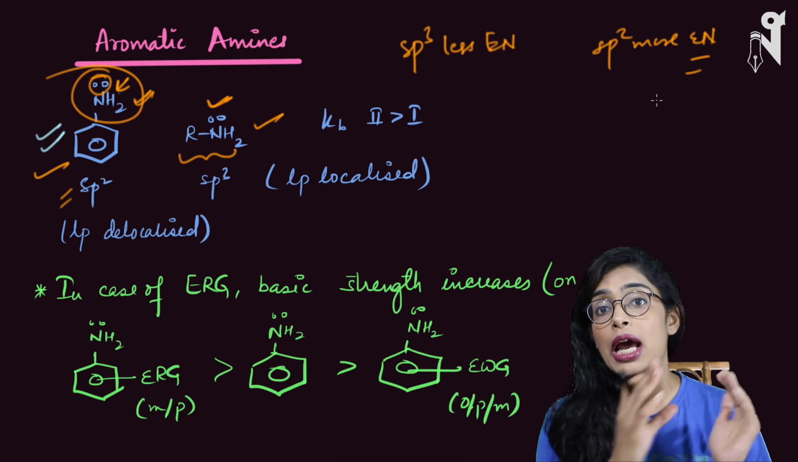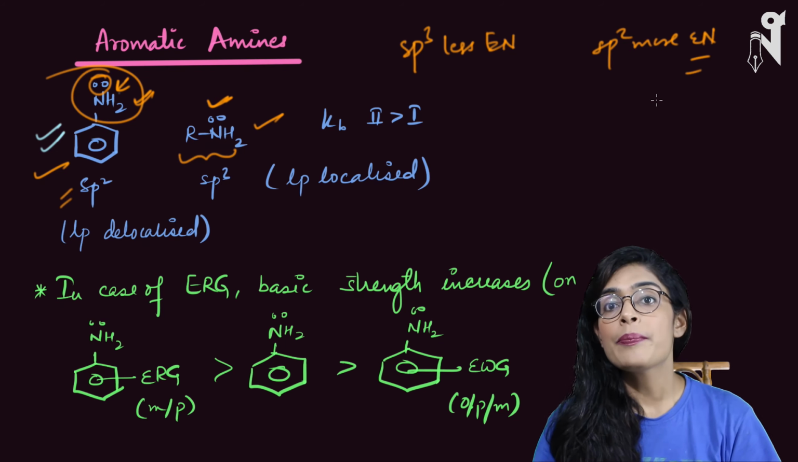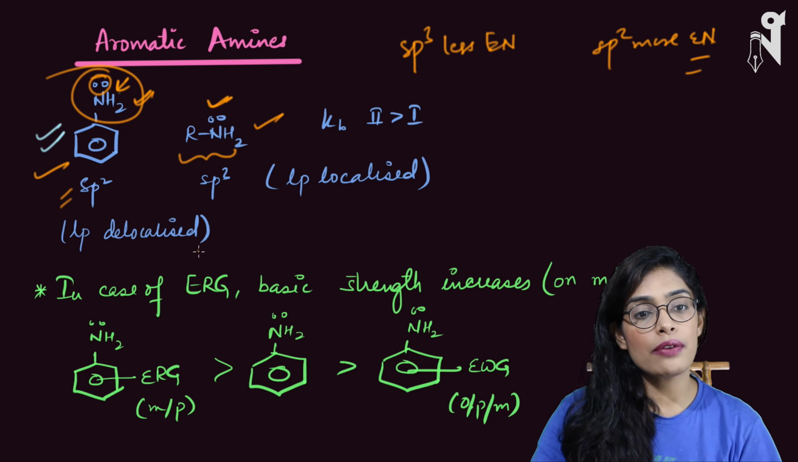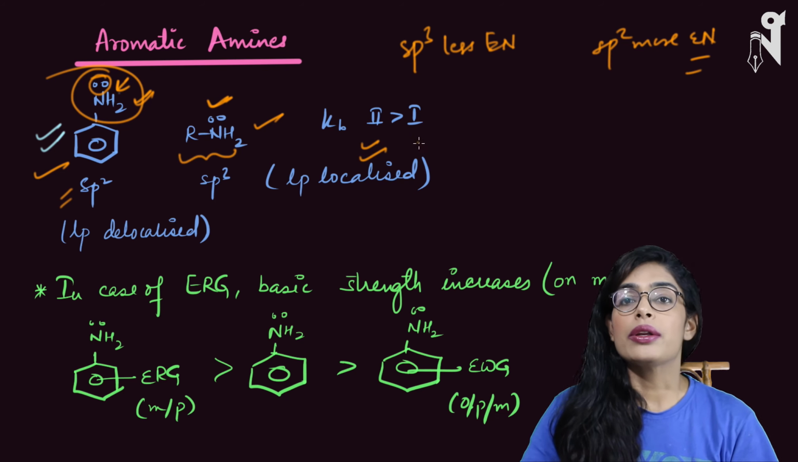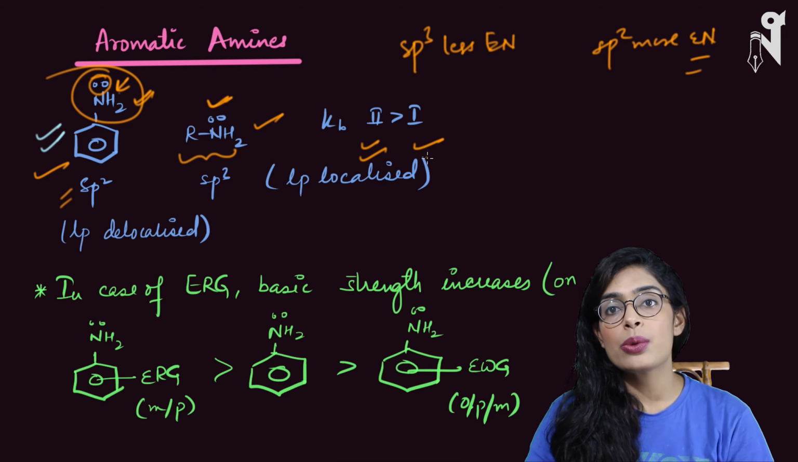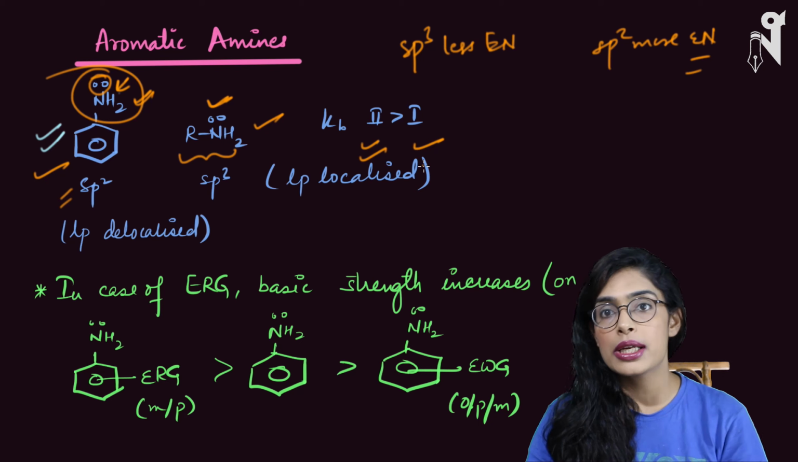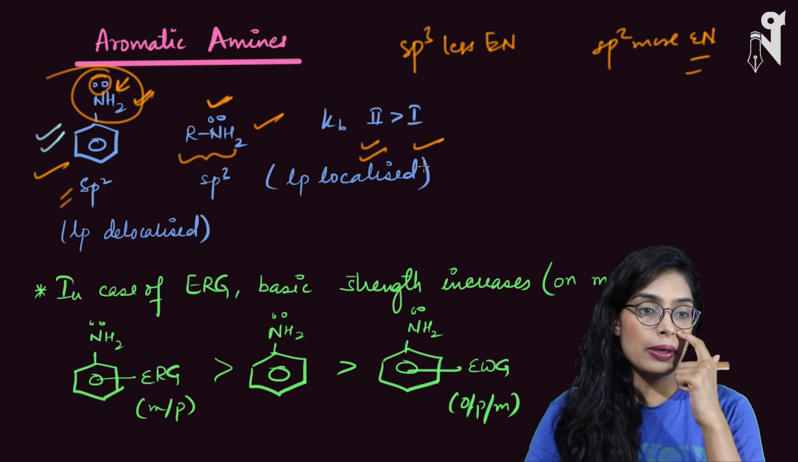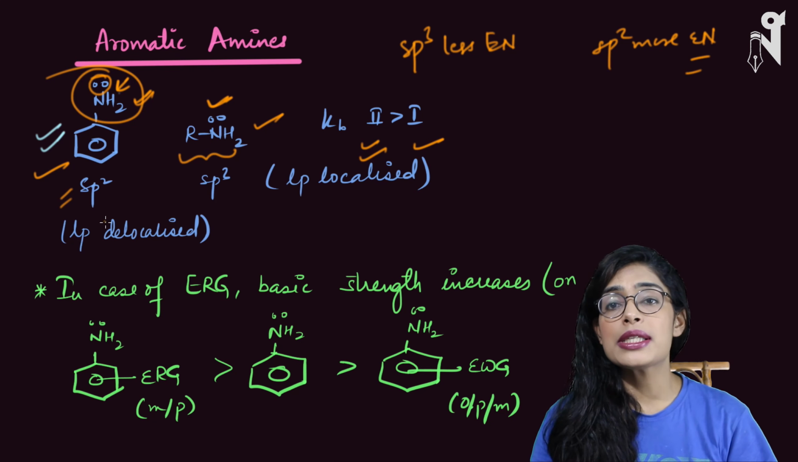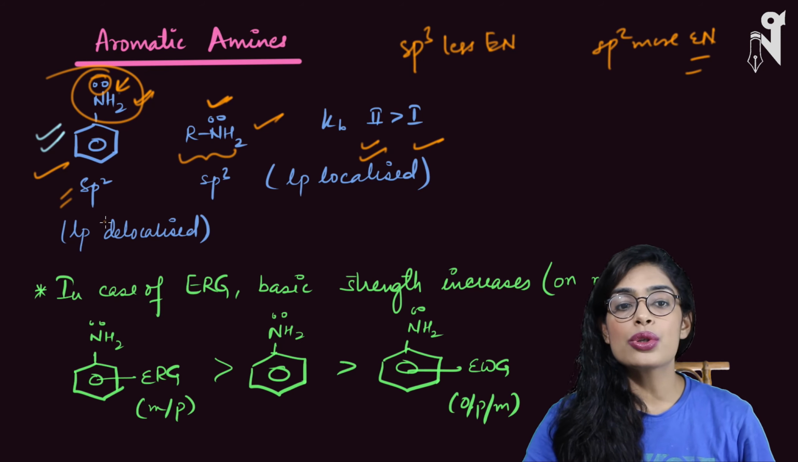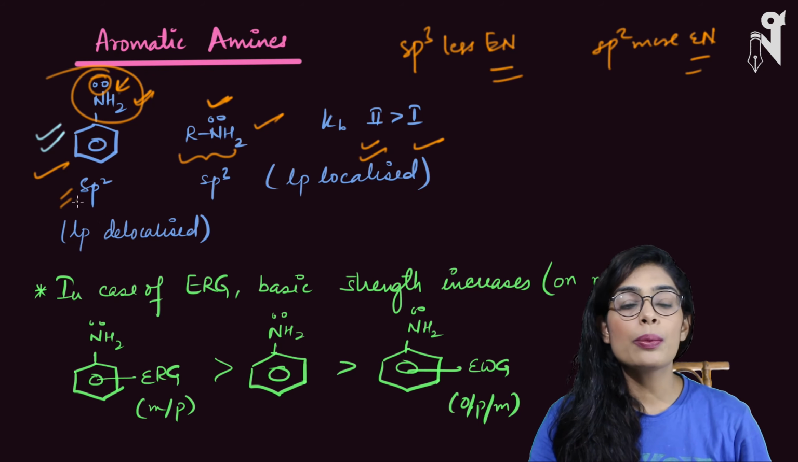So if you compare, the aliphatic amines are more basic than your aromatic amines. That's why we have written here 2 and 1. You can also compare this basic strength using the concept of localized pair of electrons and delocalized pair of electrons. Here two factors are basically driving the basic strength in a certain direction. First, as I told you, is the electronegativity. Second is your lone pair presence.